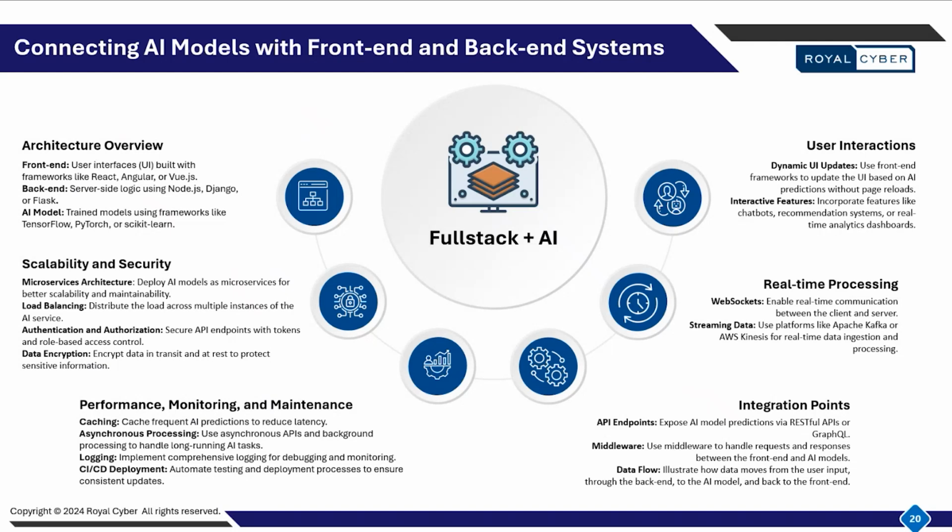The last one is integration points. Expose AI model predictions via API endpoints using RESTful APIs or GraphQL to facilitate communication between the front end and AI model. Use middleware to manage the flow of requests and responses between the front end, back end, and AI model, ensuring smooth integration. Data flow should be clearly defined, illustrating how data moves from user input through the back end to the AI model and back to the front end. This flow ensures that the AI model's predictions are accurately reflected in the user interface.